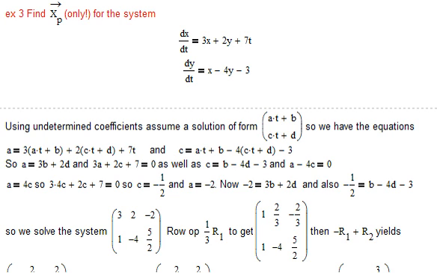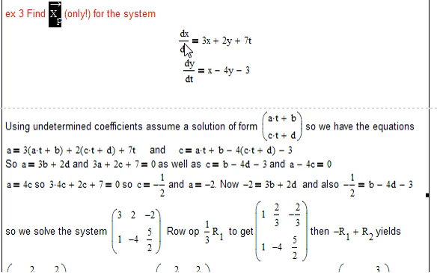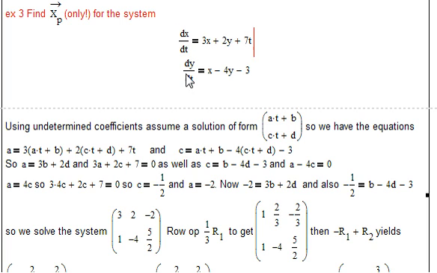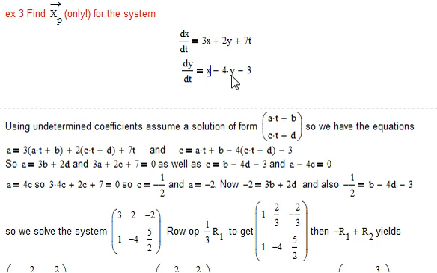Finally, a little lighter example than the last couple. I got a bad feeling about this. Oh, but you shouldn't feel bad, because it's not too bad at all, really. We're just going to find xp for this system: dx/dt equals 3x plus 2y plus 7t, and dy/dt is x minus 4y minus 3.